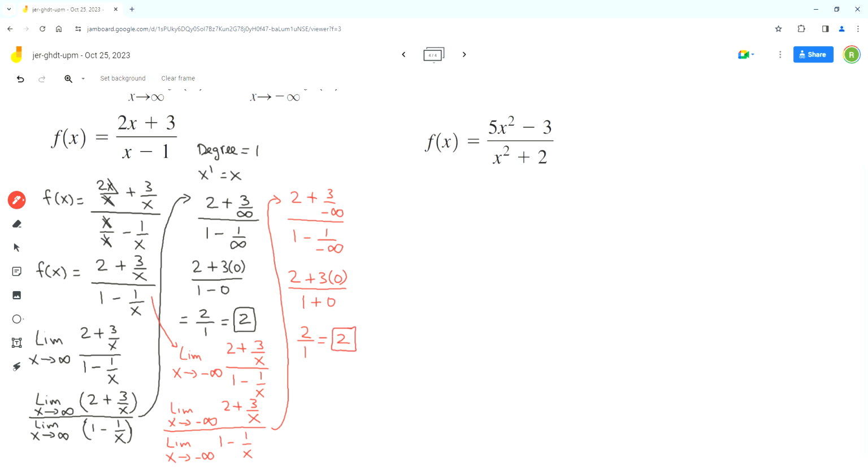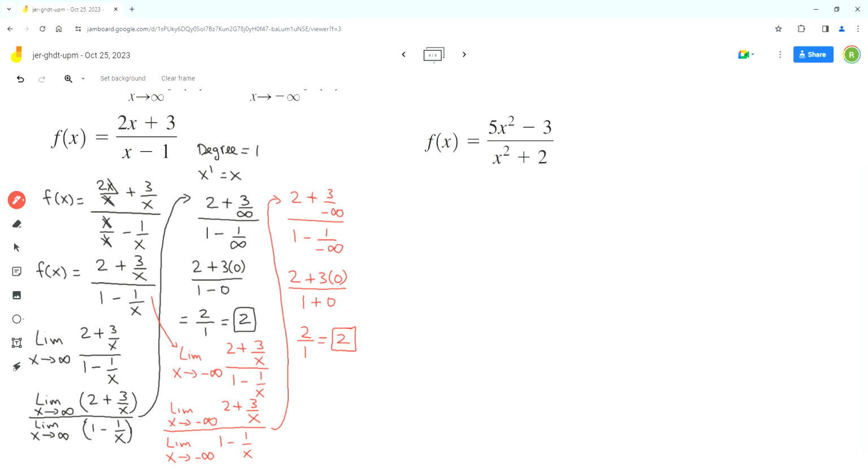So we got the same result for both negative and positive infinity limits. So we are done with the first function. Now we can analyze the second function. So again we'll start the analysis the same way.